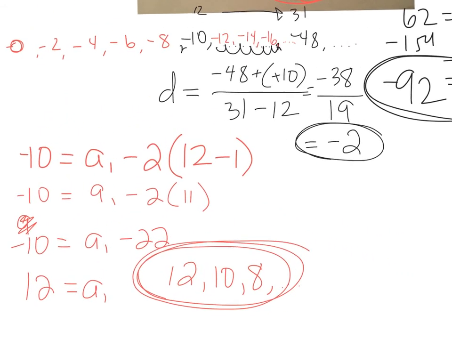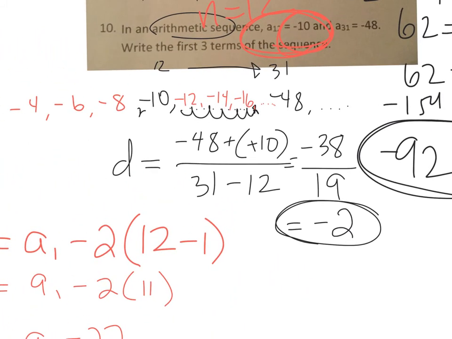Okay, so the big thing is finding the difference. Take the farther term minus the closer term, and do the farther number minus the closer number, and that tells you what the difference is.